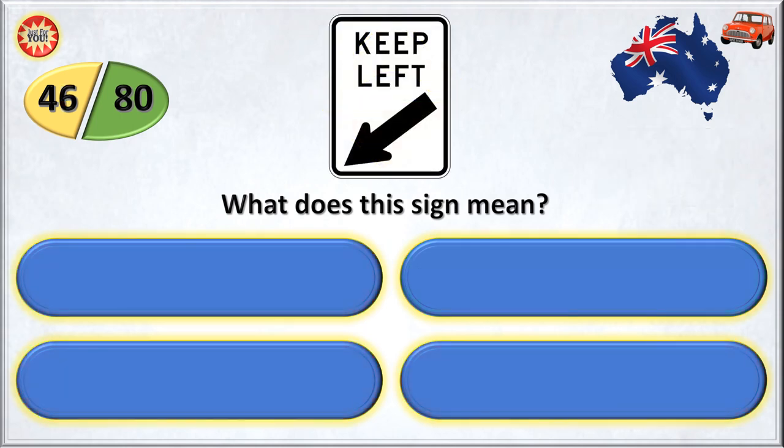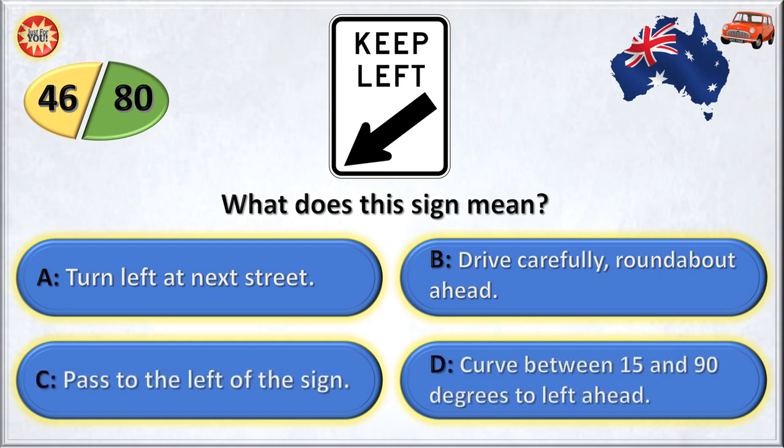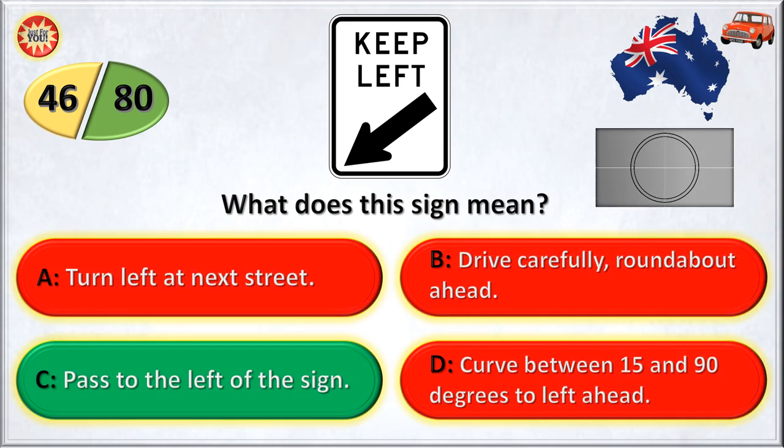What does this sign mean? Turn left at next street. Drive carefully, roundabout ahead. Pass to the left of the sign. Curve between 15 and 90 degrees to left ahead. Pass to the left of the sign.